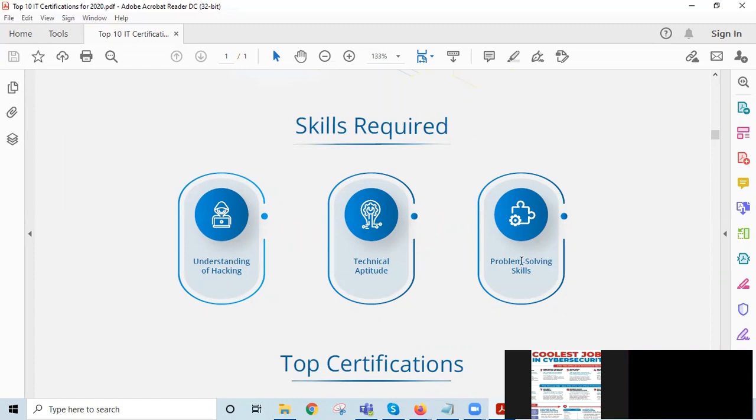The third one is problem solving skills. Suppose you're working in a company and there may be some data breaches going on. Somebody is hacking your systems, your Wi-Fi, your devices. How do you know that this has happened? How are you going to resolve these issues? So you require problem solving skills at the same time, right?